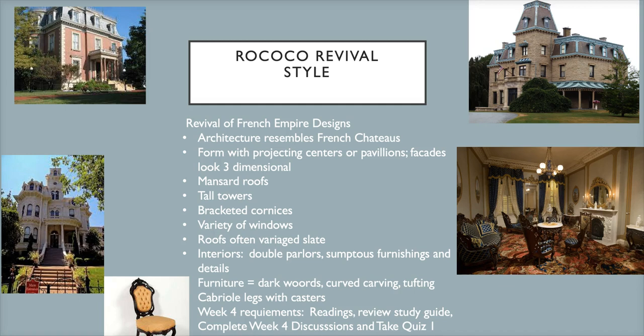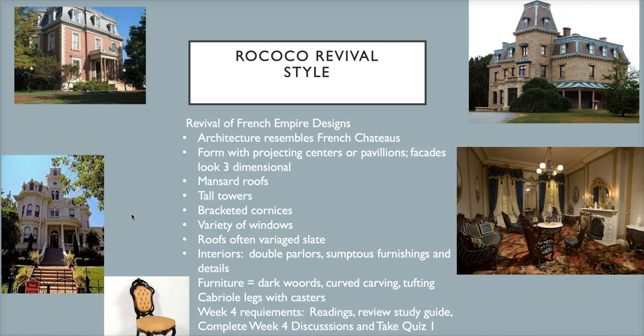The next style we're going to cover is the Rococo Revival style. So once again, people are interested in these different styles from the historic past. For the revival of the French Empire designs, architecture is going to resemble French chateaus. Forms with projecting centers or pavilions make facades look very three-dimensional. You can see how they push out the different parts of the building. Here as well, mansard roofs, and tall towers still dominated. They had bracketed cornices, a variety of sizes of windows. Roofs were often slate and variegated colors.